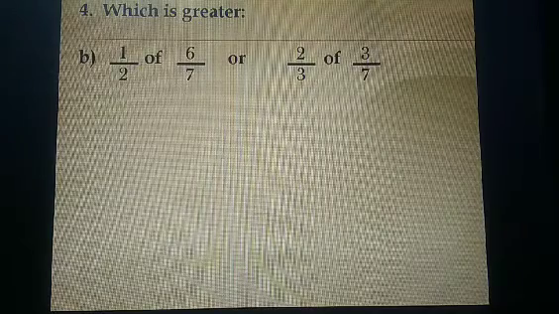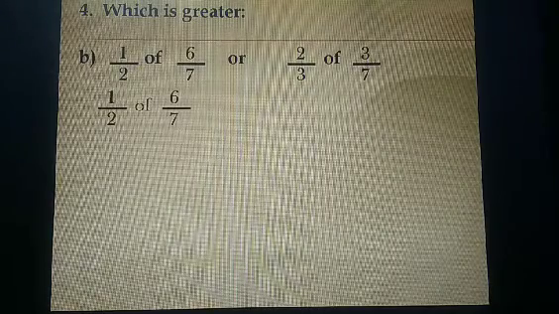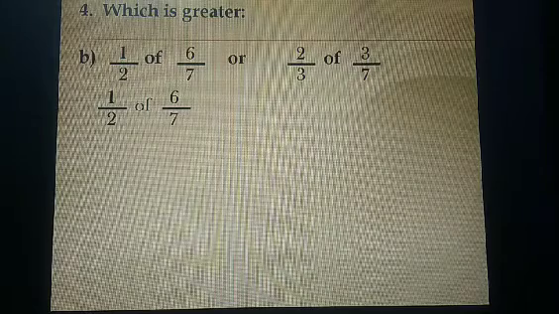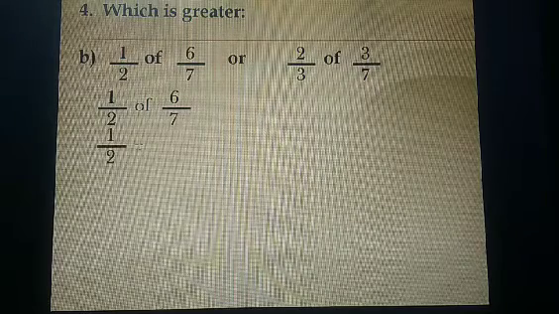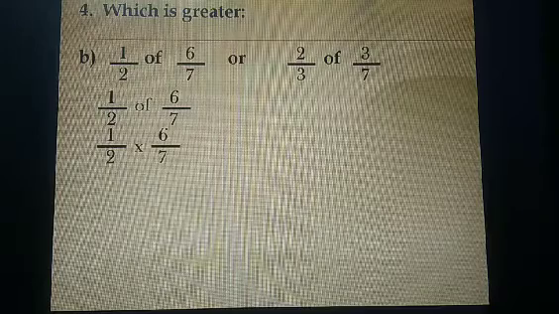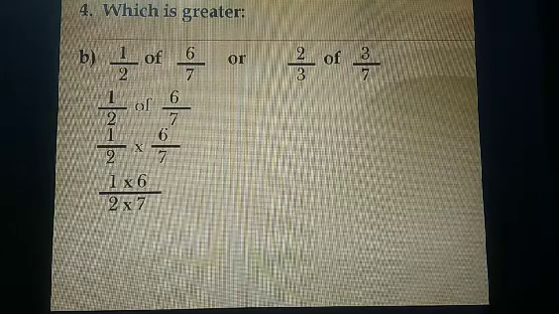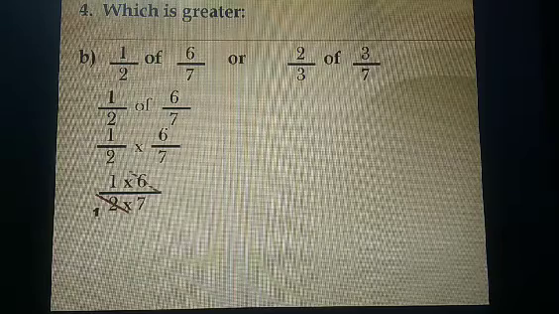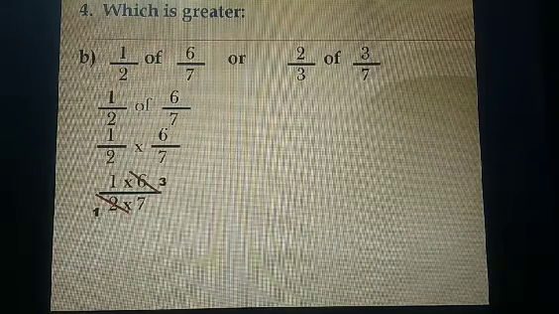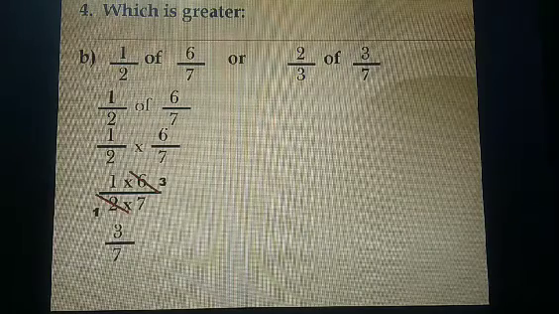Moving to the second part of question number 4. Again, first you will solve the first sum, that is 1 by 2 of 6 by 7. Replace of with multiplication sign, numerator to numerator, denominator to denominator. Yes, common factor is 2. 2 ones are, 2 threes are. You will get the answer as 3 by 7.